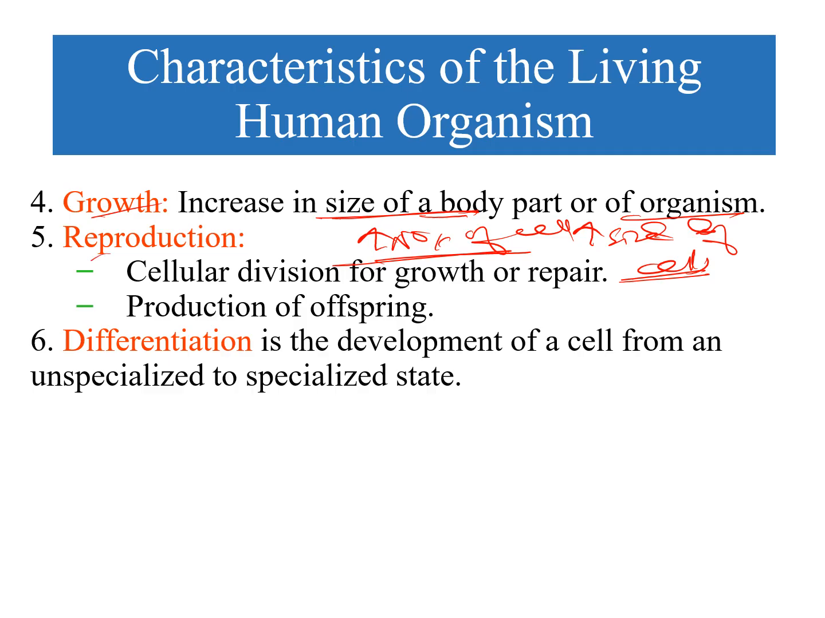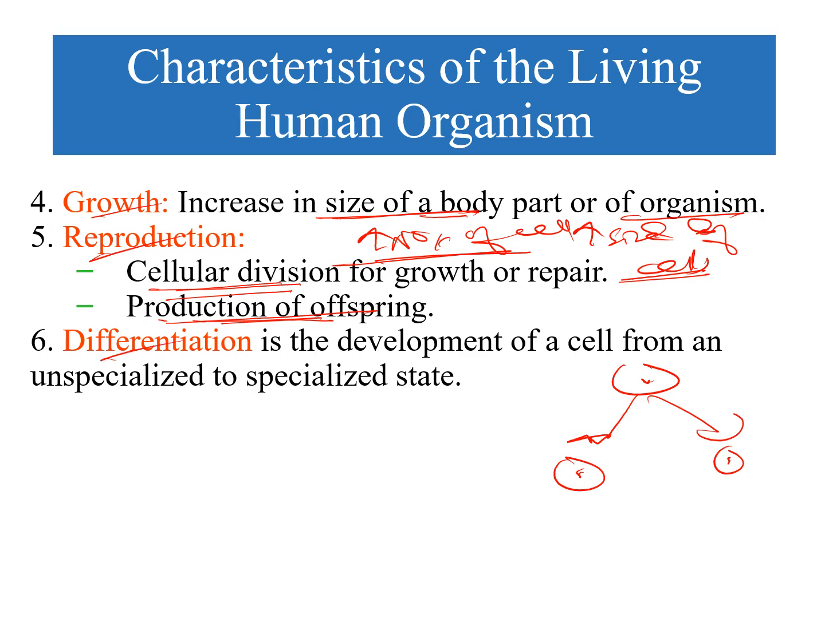Then reproduction, which is the fifth one. Reproduction can be talked about under two. It's either reproduction at cellular level, which is known as cell division, or two organisms or two individuals, male and female, using their reproductive system to produce another individual, another offspring. In cell division, a cell can divide into two or more other cells for the purpose of growth as well as for repair. So reproduction is either cell division or two individuals using their reproductive system to produce another offspring.